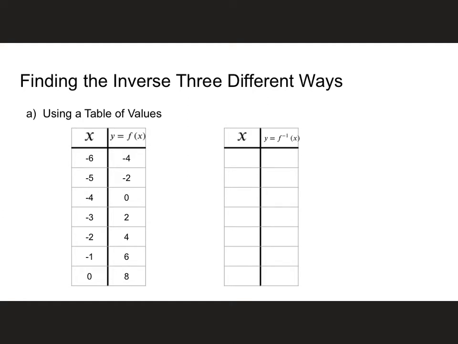I'm going to show you how to find an inverse 3 different ways: using a table of values, a graph, and an equation. So first we'll take a look at the table of values. Like I said, all you do is flip your x and your y. For this first point, -6, 4, I flip x and y. That becomes the point -4, -6. For the next point, -5, -2, I switch the x and the y. It becomes -2, -5. Boy, folks, this is really tough.